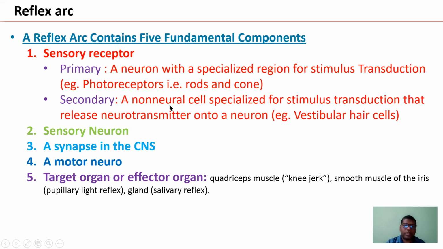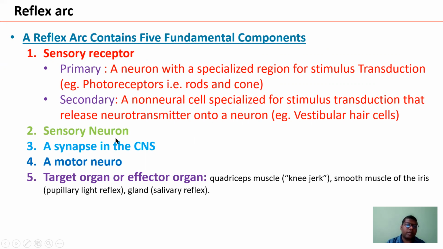The secondary sensory receptor is a non-neuronal cell specialized for stimulus transduction that releases neurotransmitter onto a neuron. For example, the vestibular hair cell in the inner ear. The movement of the hair cell makes it release the neurotransmitter. That neurotransmitter stimulates the sensory neuron, and it takes information to the CNS.